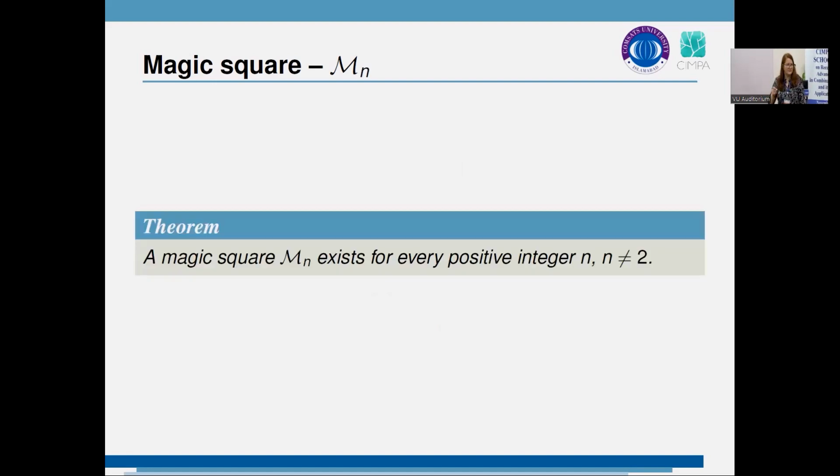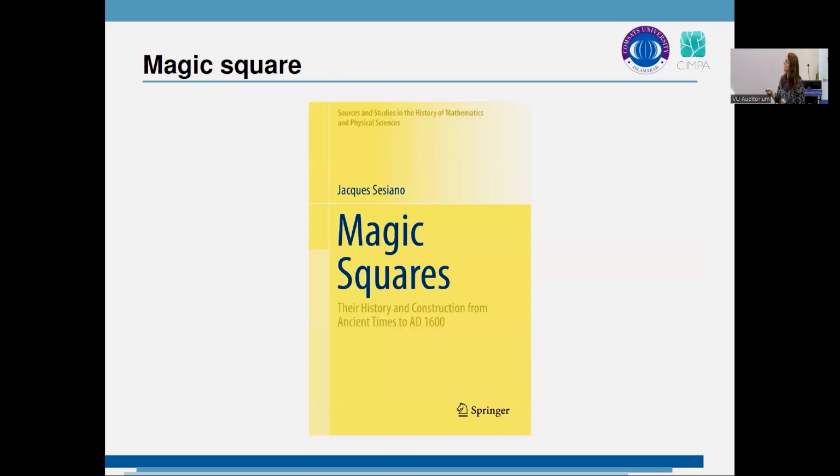As I told you, a magic square exists for every positive integer n except 2. If you are interested in such constructions, one quite recent book is this book, Magic Squares: The History up to the year 1600. There you can find many other constructions. Maybe you will find something more interesting for you, something that you really like.